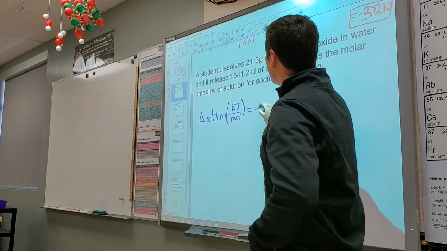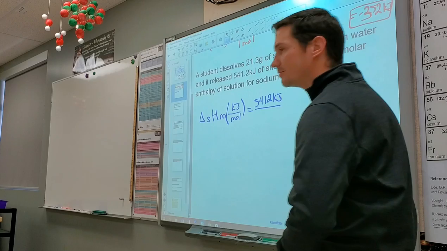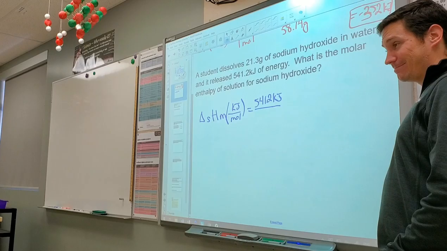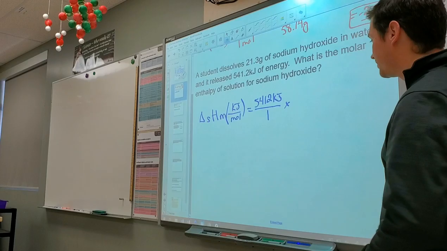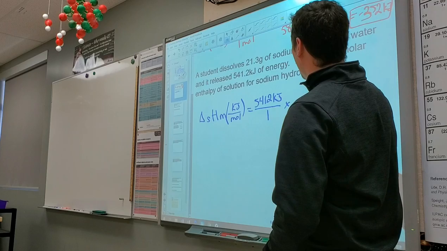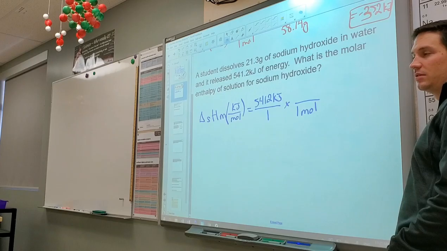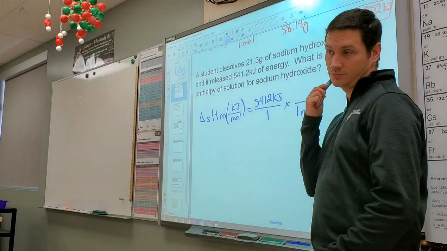Okay, do you either have moles or have kilojoules? Do you have either of those things? Yeah. You have kilojoules. Where do you want to put them, top or bottom? Top. Okay, so 541.2 kilojoules over one. Now we want moles on the bottom. So in one mole, how many grams is there?